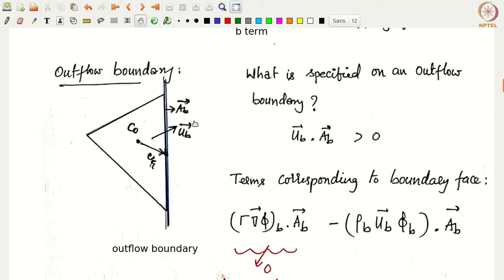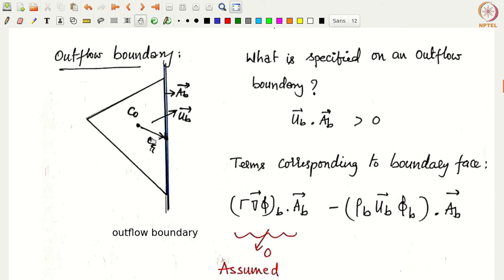Now what needs to be specified in an outflow boundary? Do we know anything? We cannot specify anything, because whatever is happening inside has to leave the domain. So the outflow boundary is a boundary where what is happening inside needs to dictate what should actually leave, depending on the flow rates and things like that. Essentially we cannot specify anything as of now, because whatever is computed inside needs to dictate what should leave through the boundary.